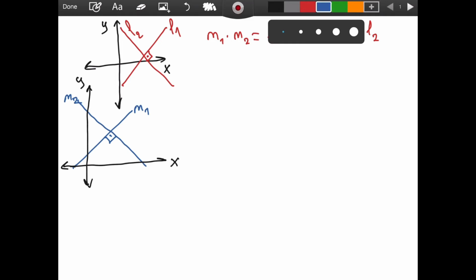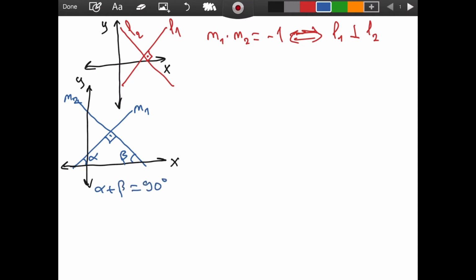We have alpha and beta here. Since the sum of the interior angles of a triangle is equal to 180 degrees, it means that alpha plus beta is equal to 90 degrees. And also this angle right here is equal to 180 degrees minus beta, obviously.